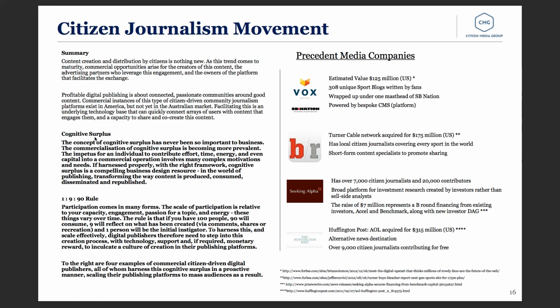And then we looked at other competitors. So Turner Cable Network acquired a platform called Bleacher Report, which had a similar content strategy. We said, well, this is how big they are, and this is the kind of audience they can garner. And then other platforms in the space: Huffington Post is another user-generated content platform example, and Seeking Alpha is a finance one.